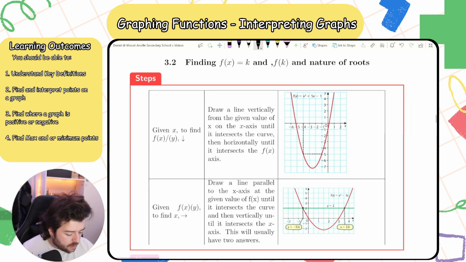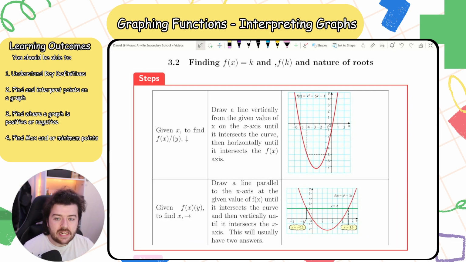So how do we read graphs? Like, how do we do it, right? This is the thing a lot of people find really confusing. They're like, I don't know what we're doing if I'm given an x value, or if I'm given a y value. So you just need to learn this off, right? Because it'll make your life so much easier.